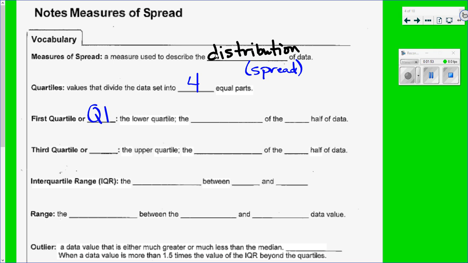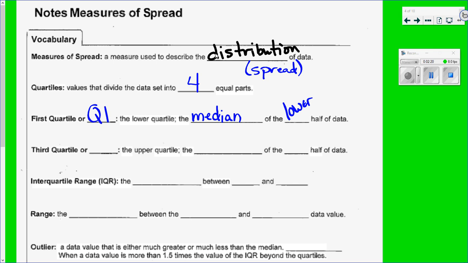To be able to find the Q1 value, all we need to do is find the median of the lower half of the data. So basically, I'm going to find the median of my data set, and I'm going to use that midpoint and find the median from the bottom to that median. So like I said, we're just finding a second median inside of there.